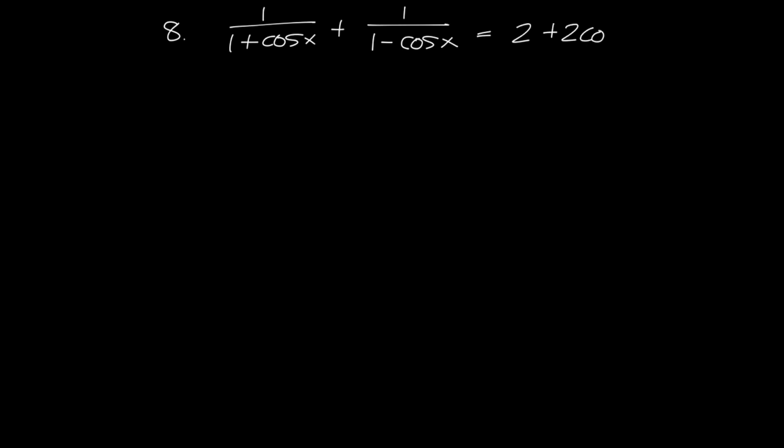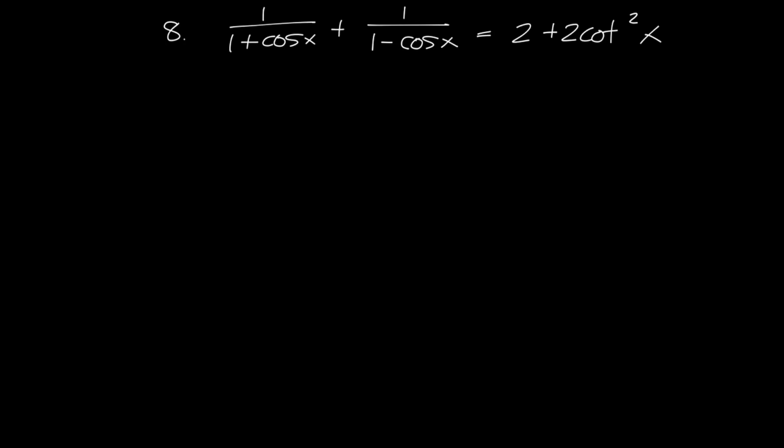Next example. This is the last example we are going to do with proving identities in this video. This is example 8. 1 over 1 plus cosine x plus 1 over 1 minus cosine x equals 2 plus 2 cotangent squared x. Now this 8th example is a special one because I'm going to show you a strategy that we did not use in any of the first 7 examples.